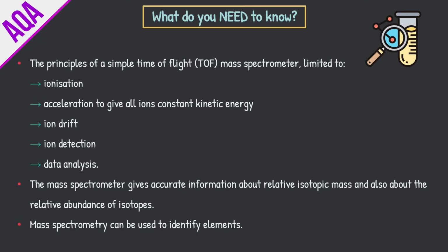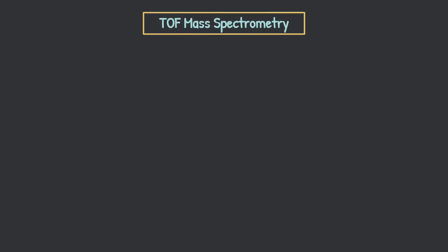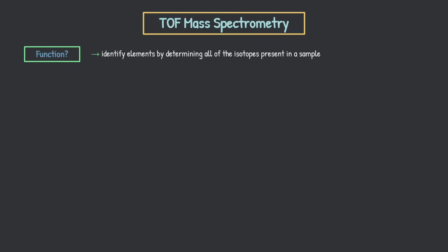Then at the end of the video, I'm going to do some active recall of a few points just to make sure that you're paying attention and actually putting in that work to improve your grade. So TOF mass spec then. What is the function? We briefly touched on it just now in the specification. Its function is to identify elements by determining all of the isotopes present within a sample.